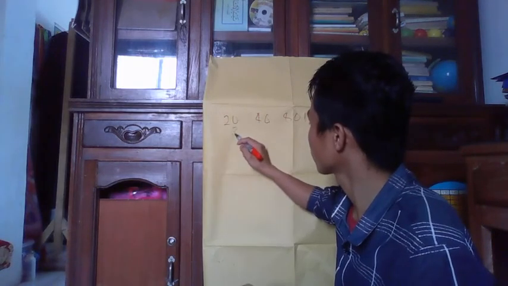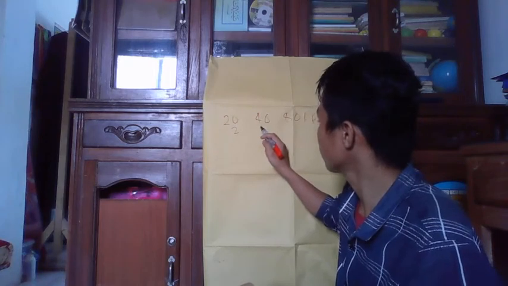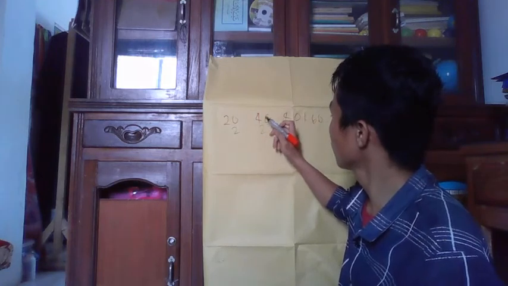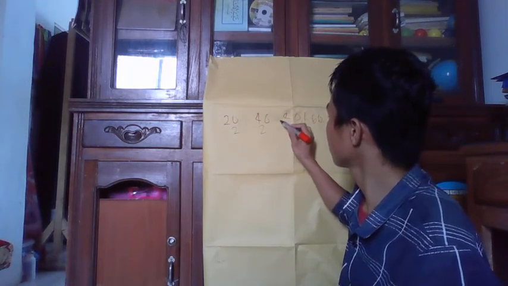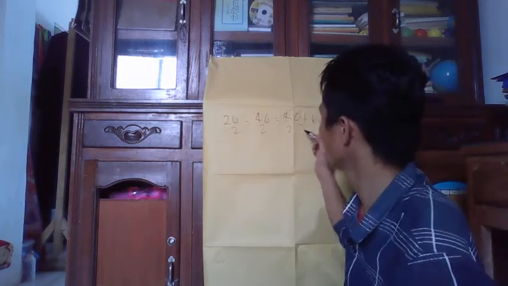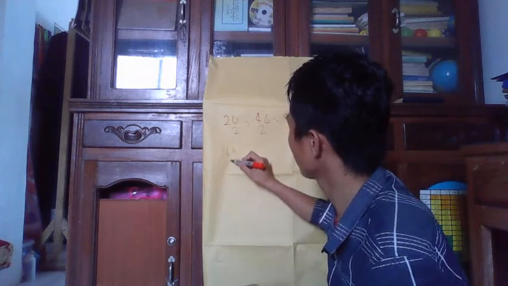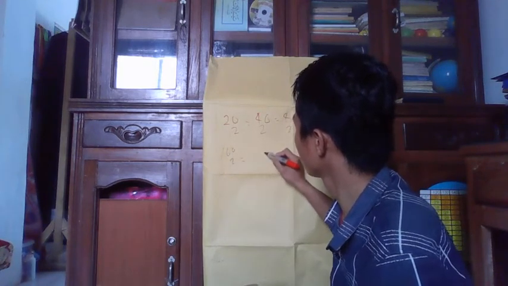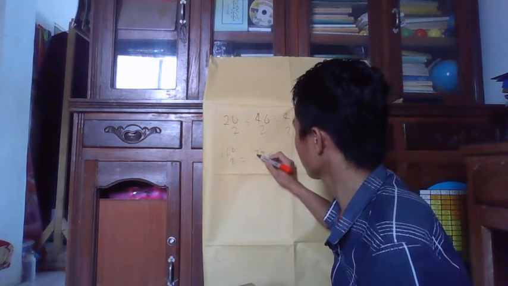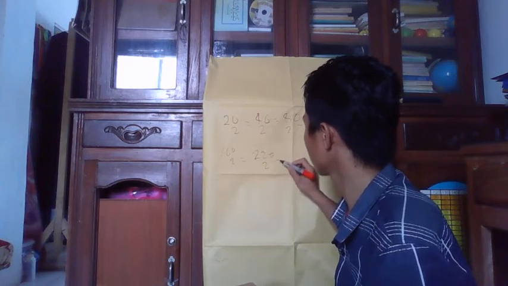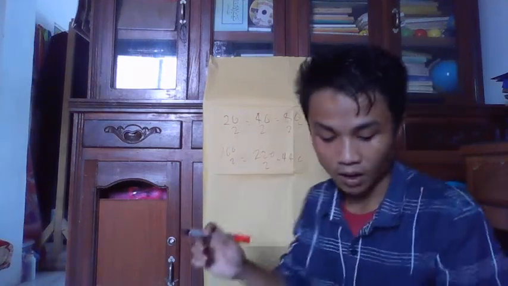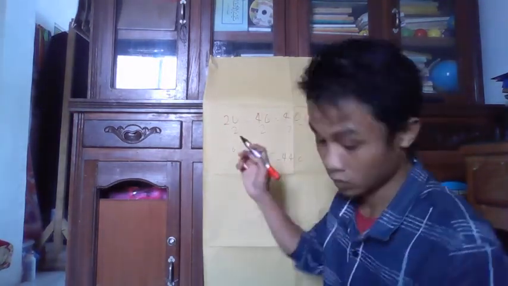2 times 20 is equals to 40. 40 times 2 is equals to 80. 80 times 2 is equals to 160. So, ano yung sunod? 160 times 2 is 320. 320 times 2 is 640, and so on.